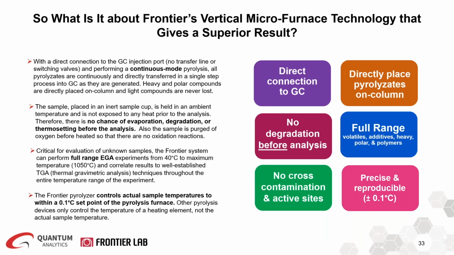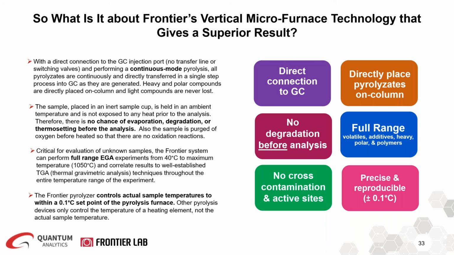So what is it about Frontier's vertical microfurnace technology that gives such a superior result? With a direct connection to the GC injection port and no transfer line, all the pyrolysates are instantly transferred in a single step onto the GC column as they are forming. The full range of light, heavy, and polar compounds are placed directly on the column. The sample, which is placed in an inert sample cup, is held at near ambient temperature and is not exposed to any heat prior to the analysis.